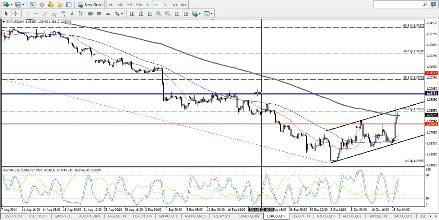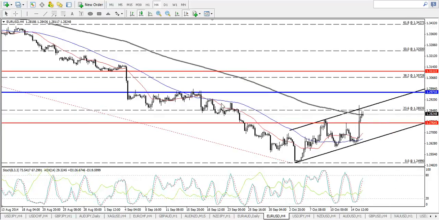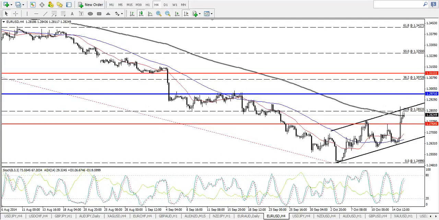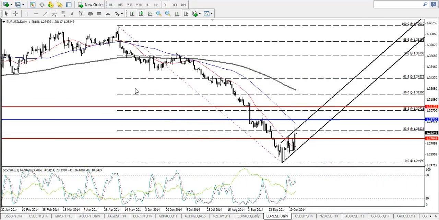Okay, we can also see that this is somewhere at the resistance level, and probably about another 100 pips we will touch the Fibonacci retracement level of 30.2%. All right.